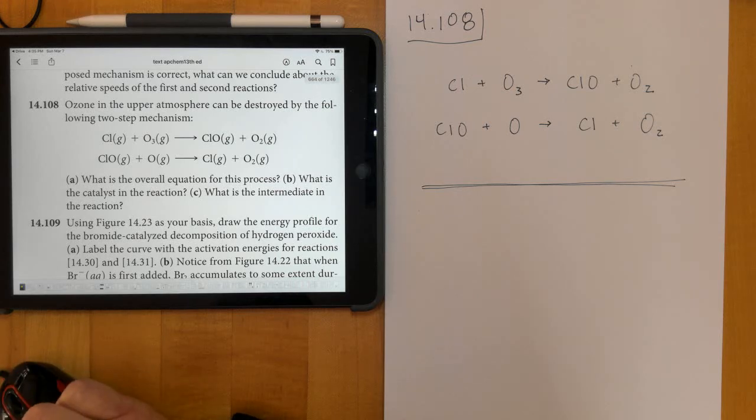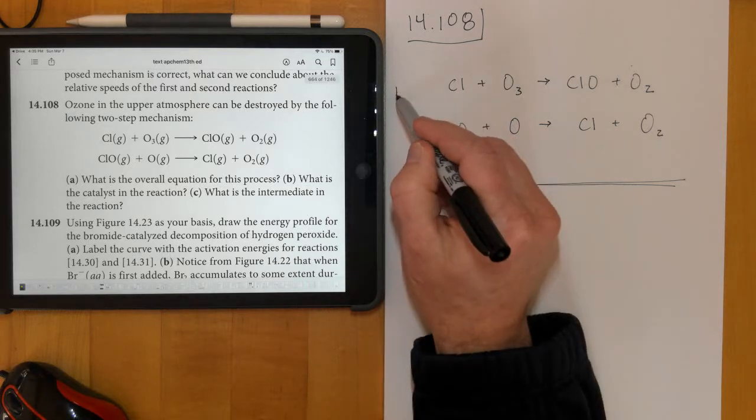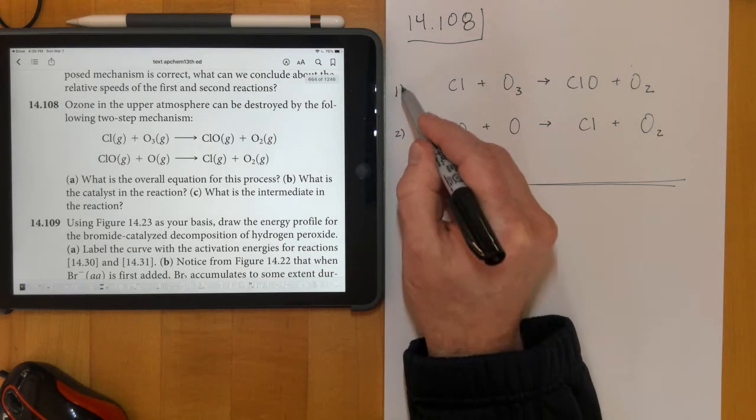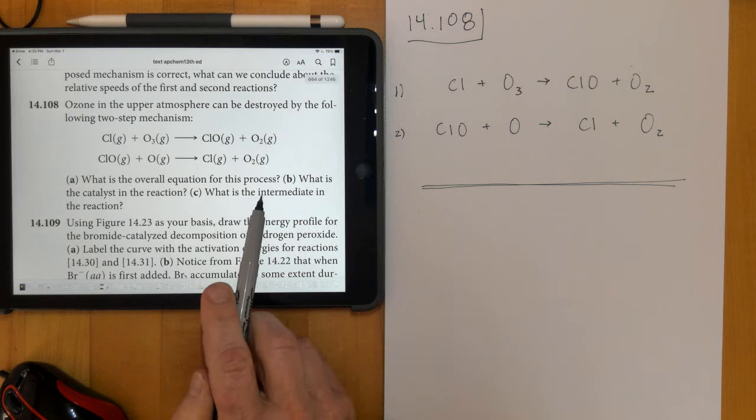14108, ozone in the upper atmosphere can be destroyed by the following two-step mechanism. Step number 1 right here, step number 2 right here. And then it says, what is the overall equation for this process?